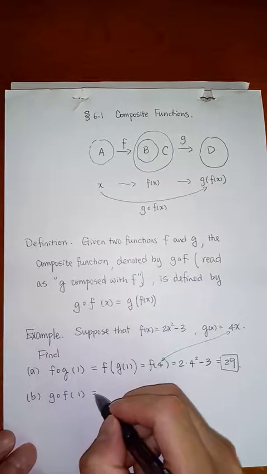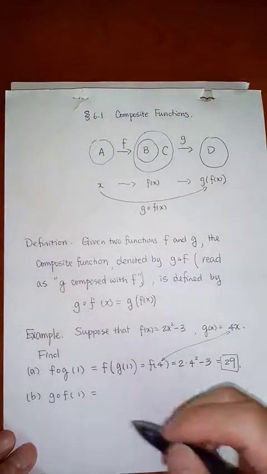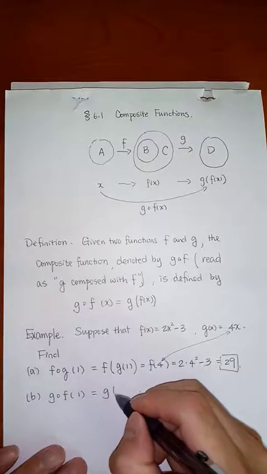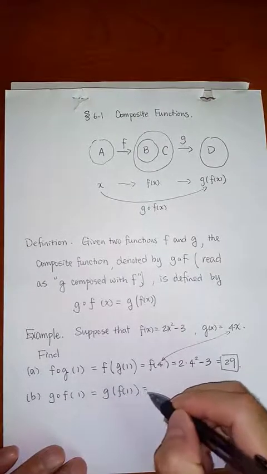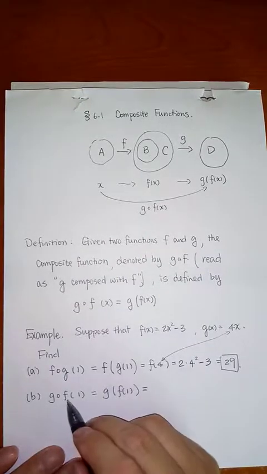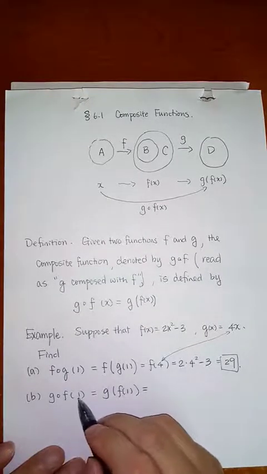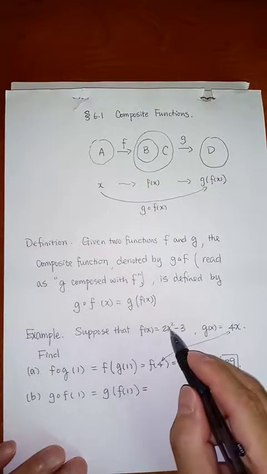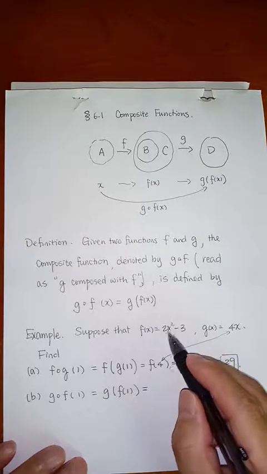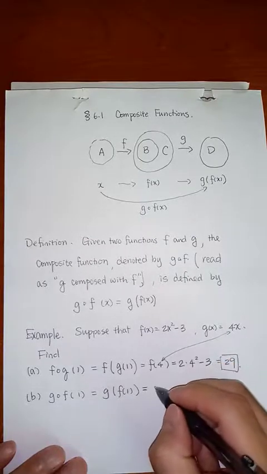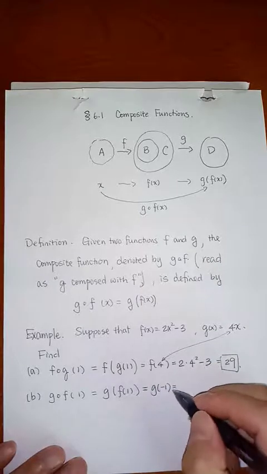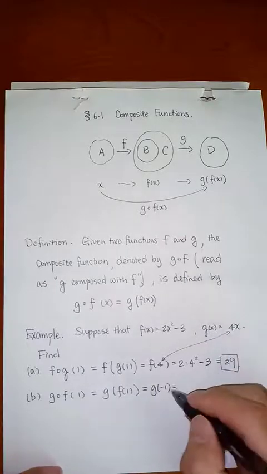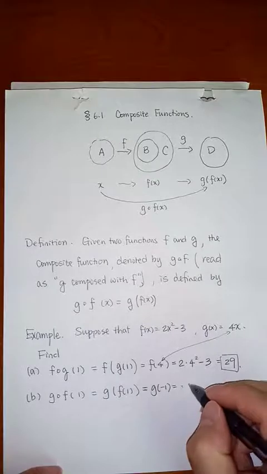Second, let's switch the order. We compose g composed with f. G composed with f is g of f of 1. You apply the closer function first. f is closer to 1, so you apply f first. f of 1: when x is 1, 1 squared is 1, times 2 is 2. 2 minus 3 is negative 1, so it's g of negative 1. g(x) is 4x, so g of negative 1 is 4 times negative 1, which is equal to negative 4.